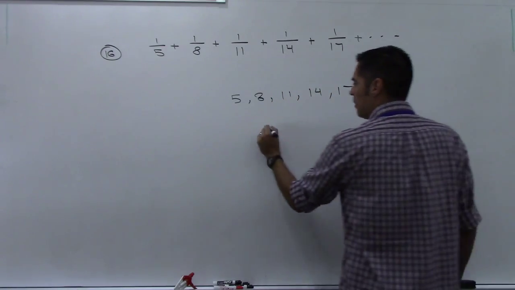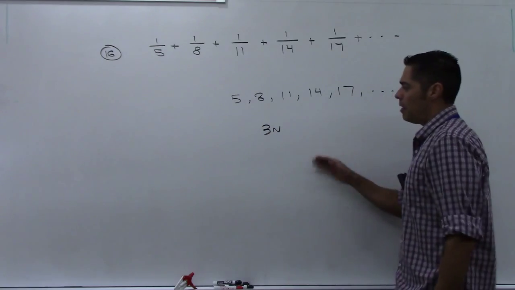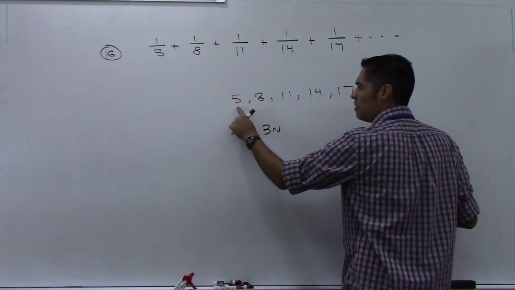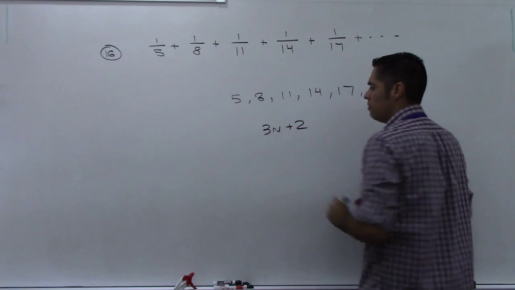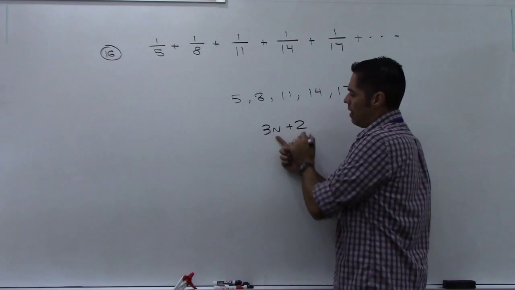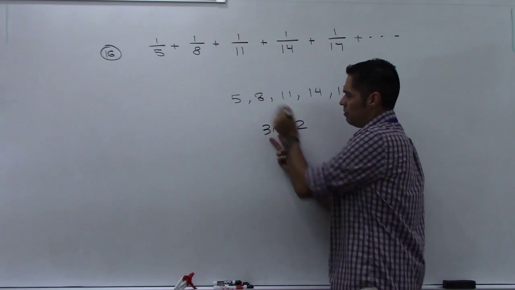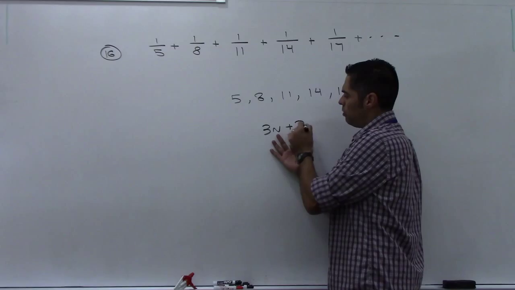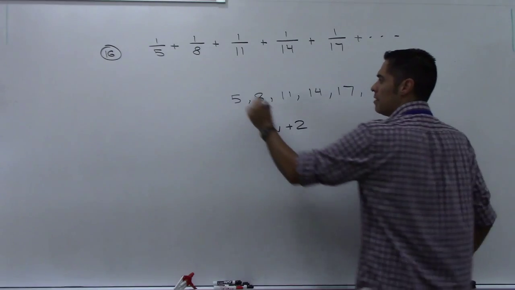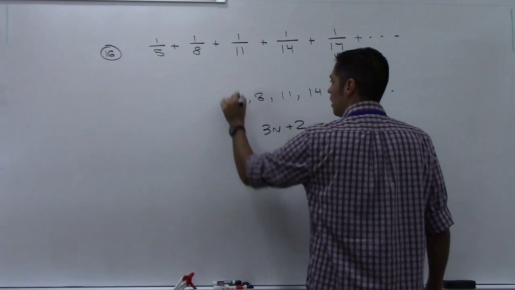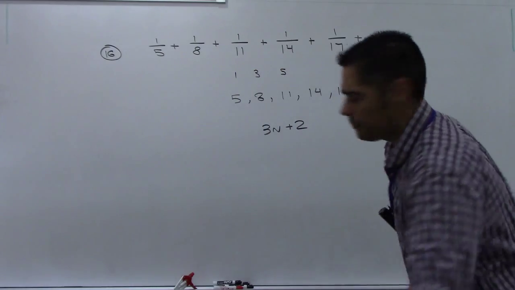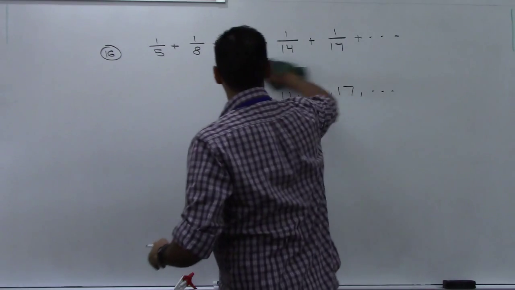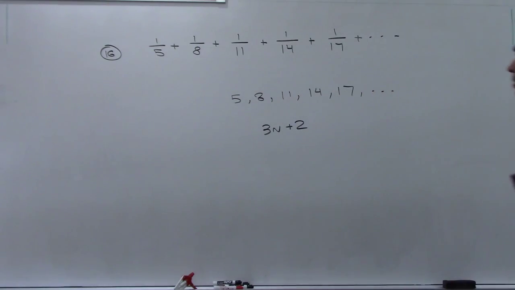Well, I know that I'm going to have a 3n there because each time I go up by 3, but I want my first one to be a 5. So I need to add 2. If I plug in 1, I get 5. If I plug in 2, 6 plus 2 is 8. If I plug in 3, that's 9, plus 2 is 11. I won't go further. I think I made enough sense. I don't want to confuse you. All right, so that should be it.